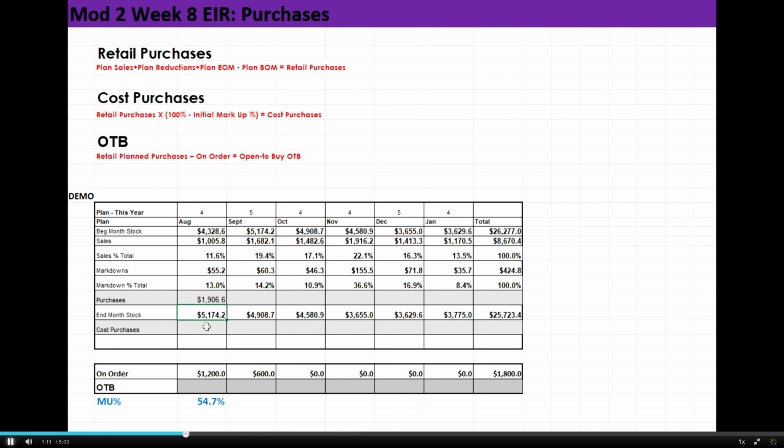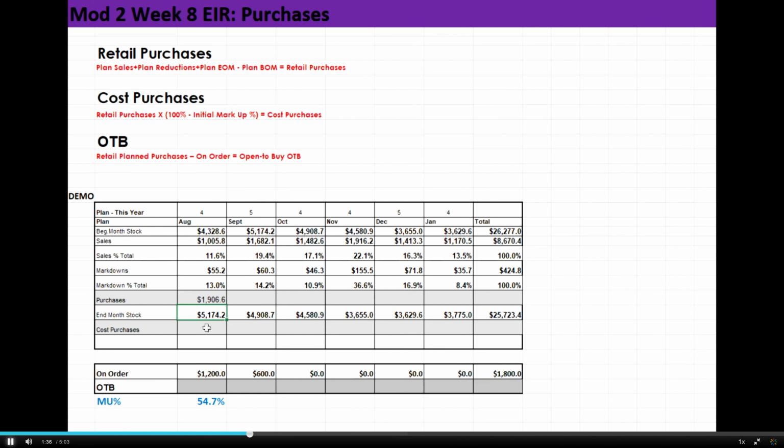For cost purchases, we also look at our purchases, retail versus cost, for a couple of reasons. One, we look at purchases because we are always managing to a markup percent plan number. So this helps us calculate our markup. Are we on track? And also, the vendor is always evaluating their business based on cost.